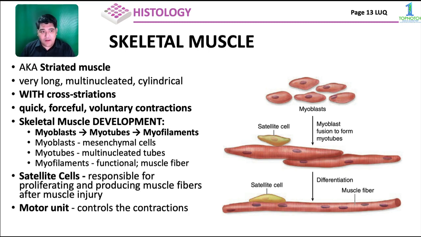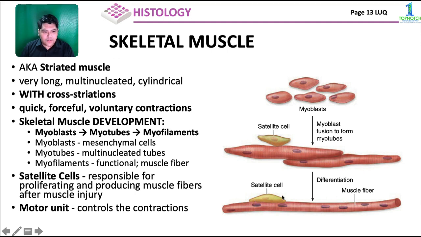So, let's discuss it one by one, just the important points. Also known as your striated muscle, your skeletal muscle is very long, multinucleated, and cylindrical in shape, with quick, forceful, voluntary contraction. A quick discussion of skeletal muscle development: usually, it starts with your myoblasts, which are immature. They form into your myotubes, and then your myotubes will become your myofilaments, which are functional as your muscle fiber.